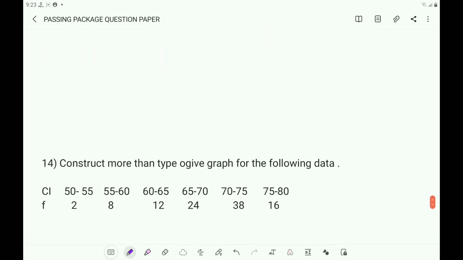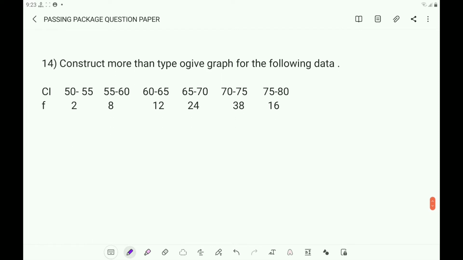Next question, let us take. Construct more than type ogive graph for the following data. So that is class interval, and frequencies are given. By using this data, we have to construct what? More than type ogive. Children, you know that to draw the more than type ogive graph, you must take the lower limit of the class and the corresponding frequencies. We have to take the lower limit on the x-axis and corresponding cumulative frequency on the y-axis.